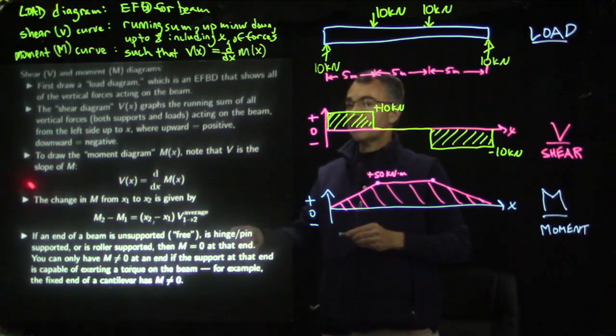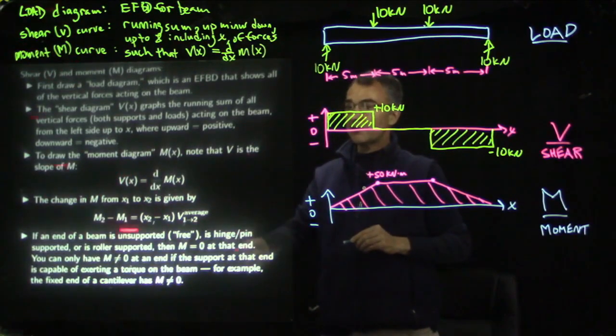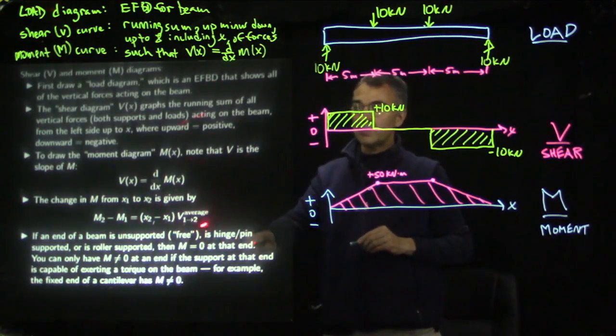Draw the moment diagram. You notice that V is the slope of M. So V of X is d by dx of M of X. So you're basically integrating this curve, but you have to figure out where the offset is to your integral. The change in the moment from x1 to x2, M2 minus M1, is x2 minus x1 times the average of V. That's another interesting trick. We're going to use that trick in the next example.